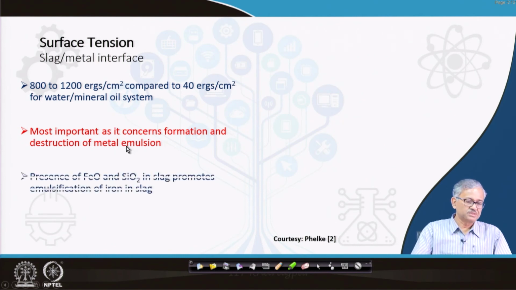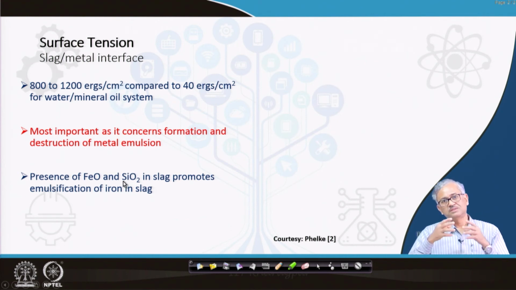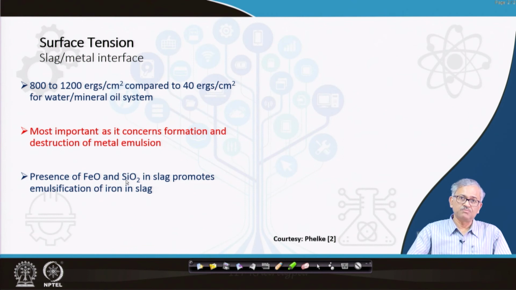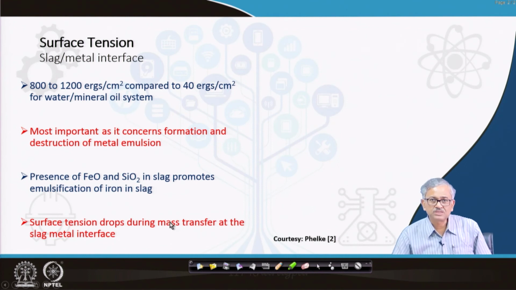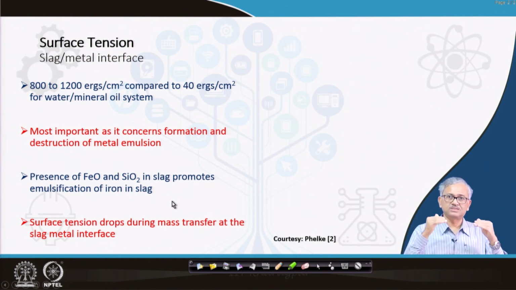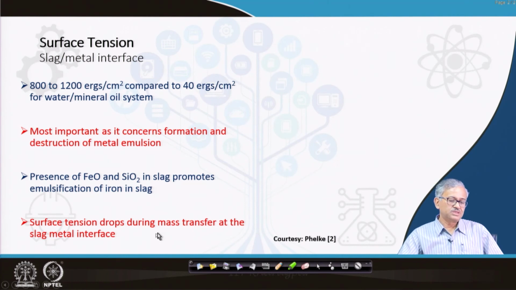So, the slag metal interface is very important, and presence of FeO and SiO2 in the slag has been found to emulsify the iron in the slag. That is, it has been found by experiment that iron emulsifies better into the slag if you have a significant amount of FeO and SiO2 in the slag, because they basically help in emulsification of metal in slag. And most importantly, it has been found by experiment that the surface tension decreases significantly during the mass transfer. That is, when the impurity transfers from the metal to the slag phase, then the surface tension drops significantly.